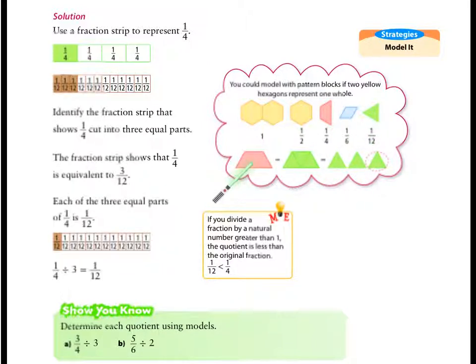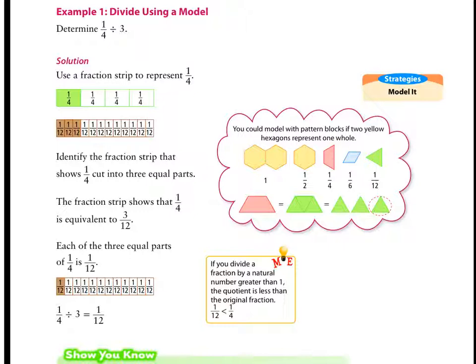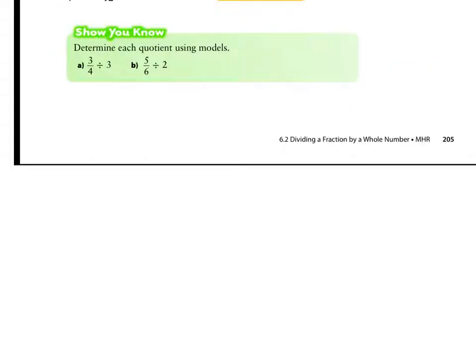We took 1/4, divided into 3 sections. Now the answer isn't going to be 3/12. You don't count all 3 of these. Just notice how they circled this one. This one little triangle is your answer. It's 1/12.